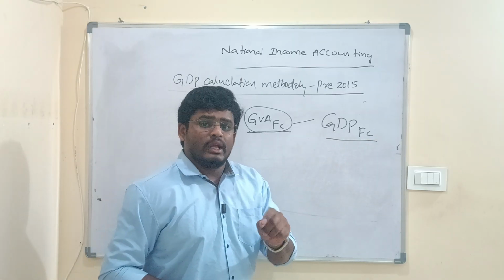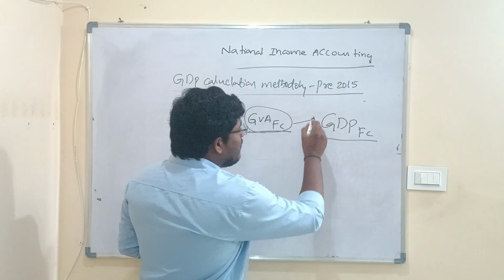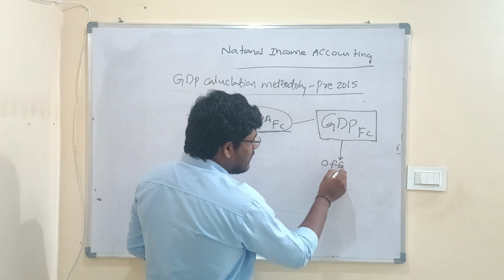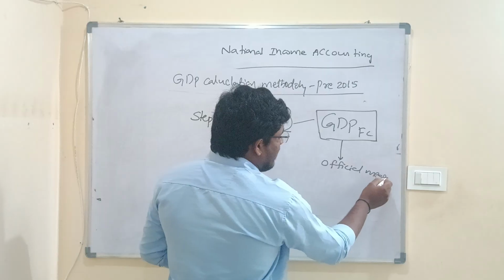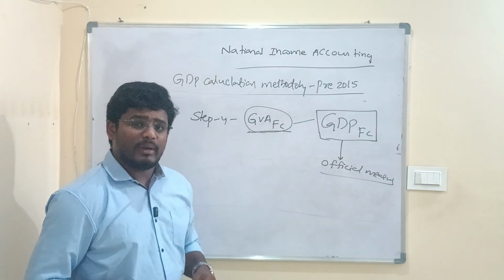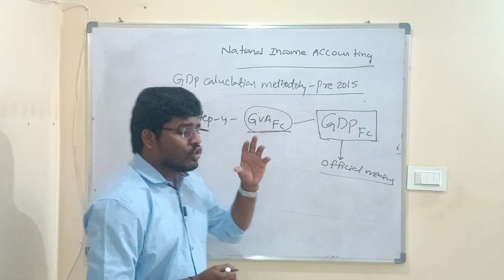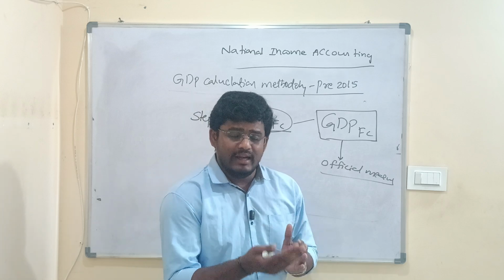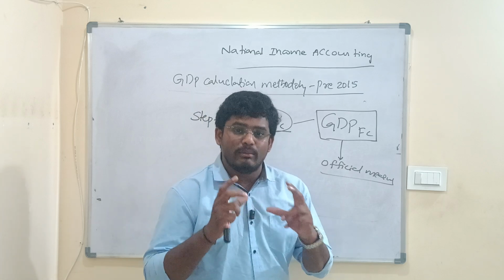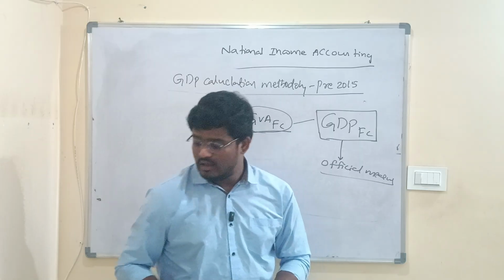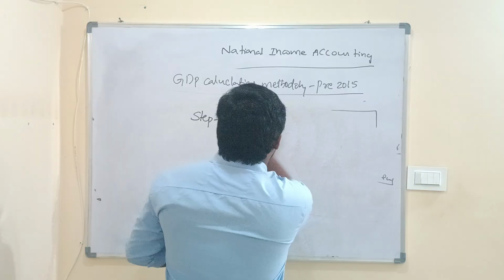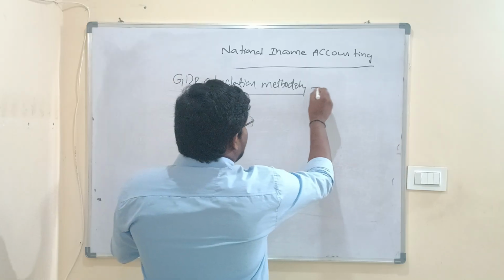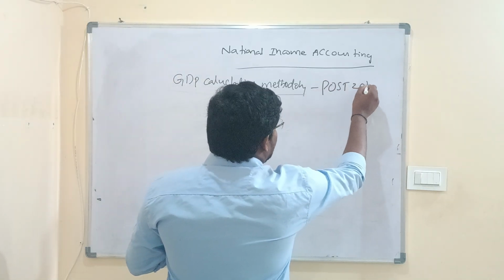In India, up to 2015, GDP, gross domestic product at factor cost, was considered the official measure of national income. This is the point we have to keep in mind. Now, up to 2015 this methodology was in place in India. Post 2015, what are the changes that have been brought into the GDP calculation methodology? Let us understand the GDP calculation methodology, which is not pre 2015 but post 2015.